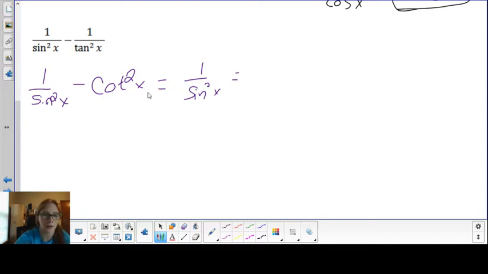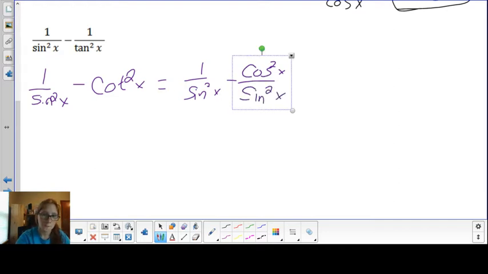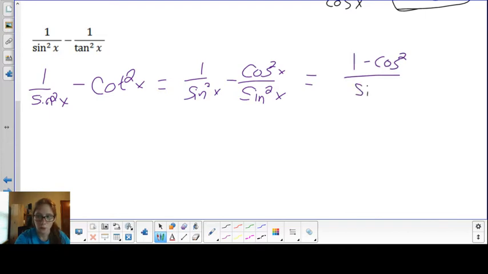Good, I keep making my subtractions equal signs, I apologize. So cotangent is equal to cosine over sine. And since cotangent is squared, so are cosine and sine. And again, now I have the same denominator. So I have 1 minus cosine squared on top, and sine squared on the bottom.